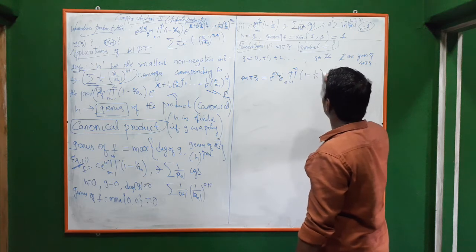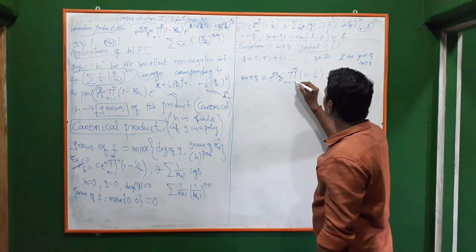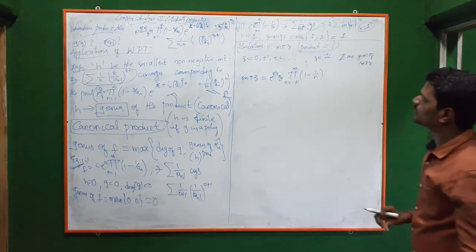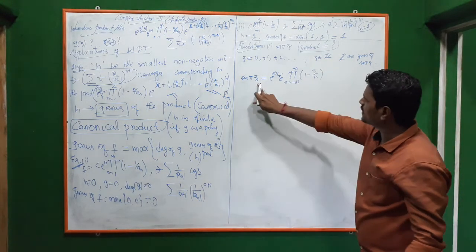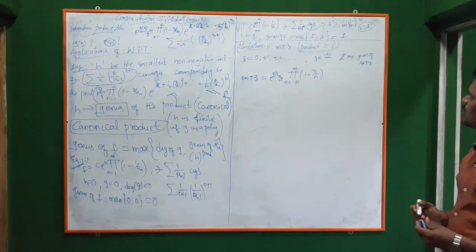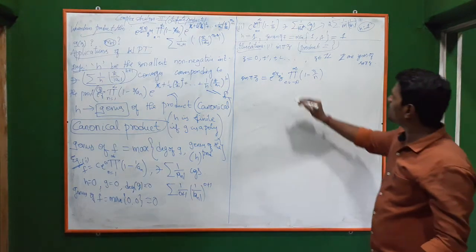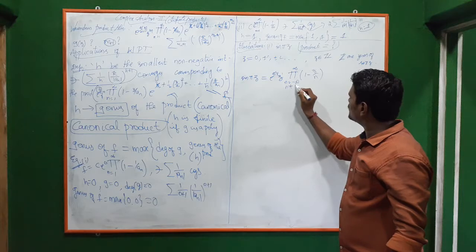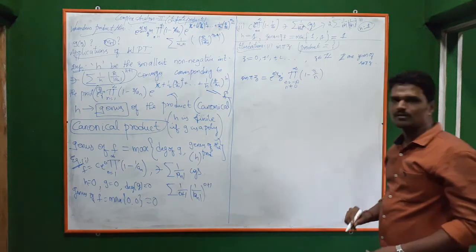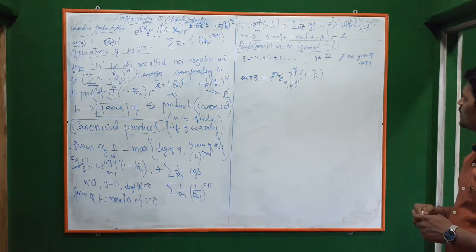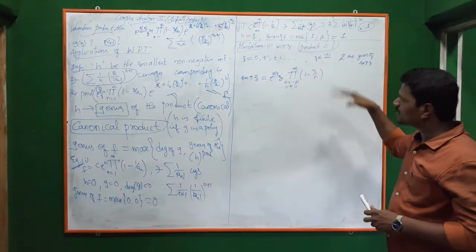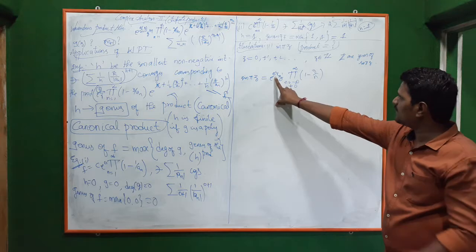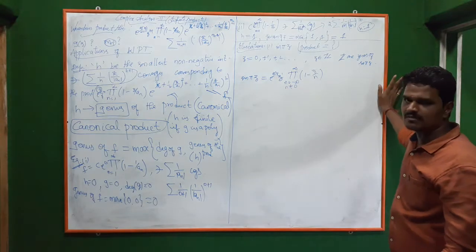1 minus z by n, n from not 1 to infinity, but minus infinity to plus infinity. So 1 minus z by n, n from minus infinity to plus infinity, n is not equal to 0 because n equal to 0 means it won't be there. Okay, fine. So we have got the representation for this. Now we have to simplify this and find the value of g. That's all. Nothing else will be there.